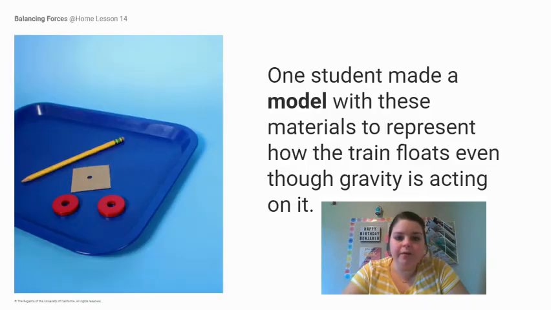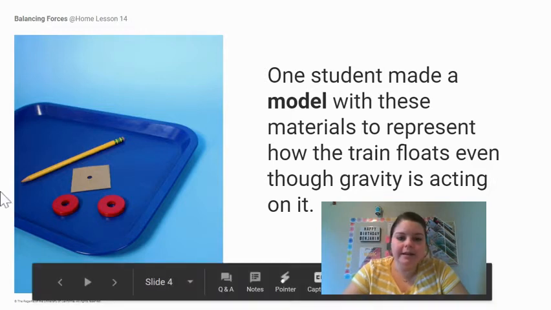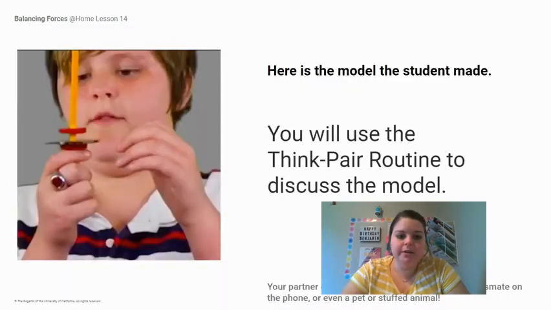A couple weeks ago, we noticed a student made a model with these materials to represent how the train floats even though gravity is acting on it. So we have a pencil, a piece of cardboard, and two magnets. Here's a picture of the model that student made to give you a little reminder. Notice that he has the magnets on the pencil with the cardboard in between, and that top magnet is floating above the cardboard.